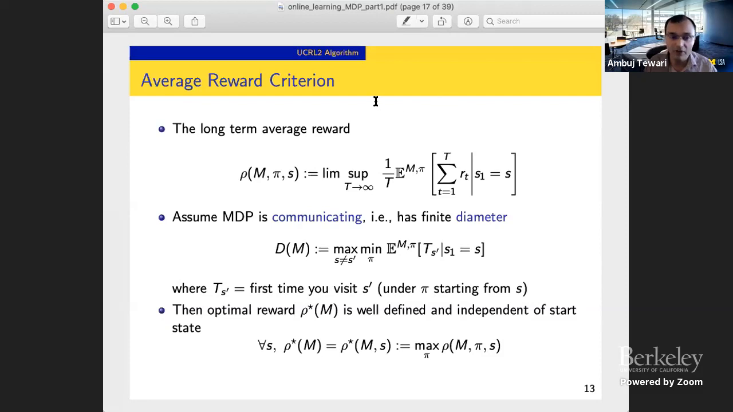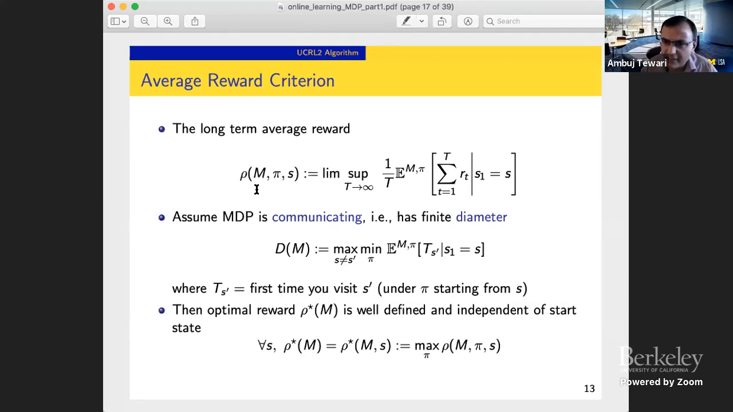And an optimal policy will be one, so I'm jumping to the third bullet, an optimal policy will be one that maximizes rho_M^pi(s) over all choices of pi. And actually, if you assume that the MDP has finite diameter, you can show that that policy will not depend on the initial state. So the same policy can optimize the average reward starting from any state. And that optimal average reward will be called rho star of M.